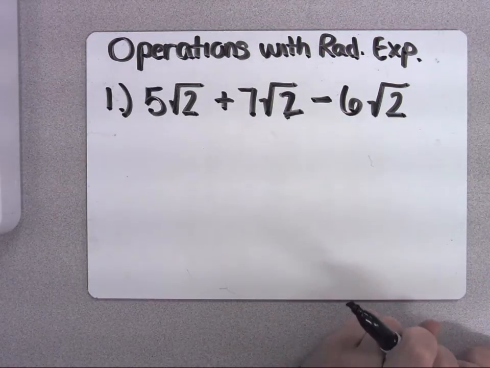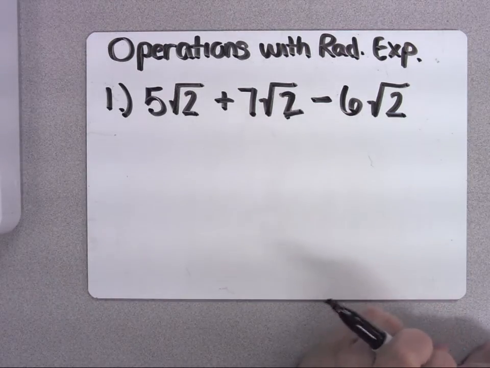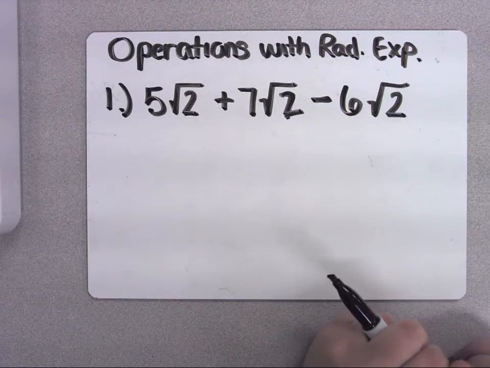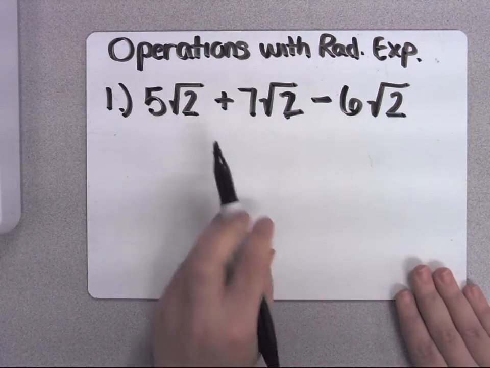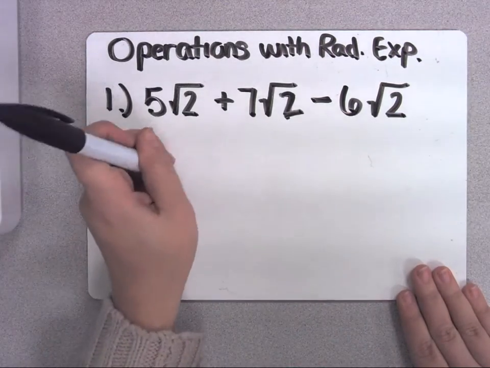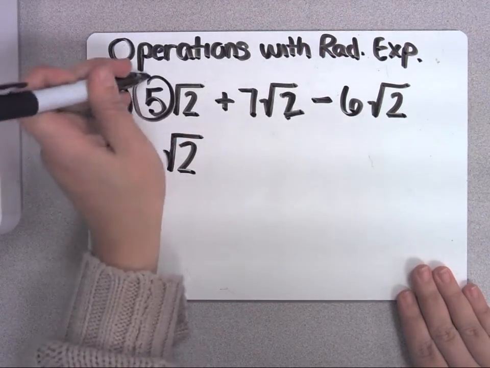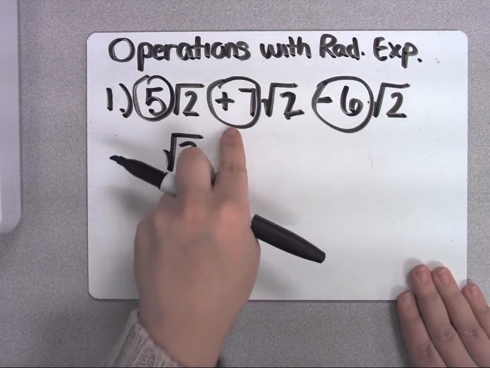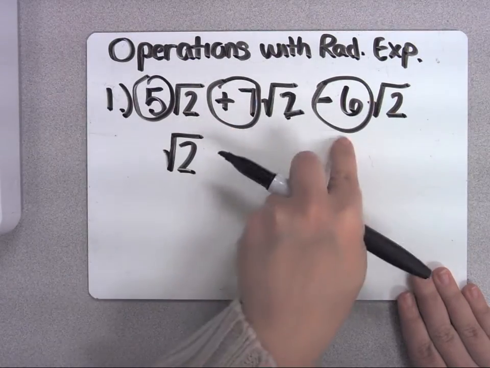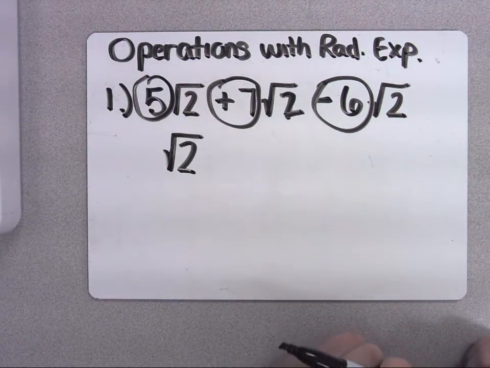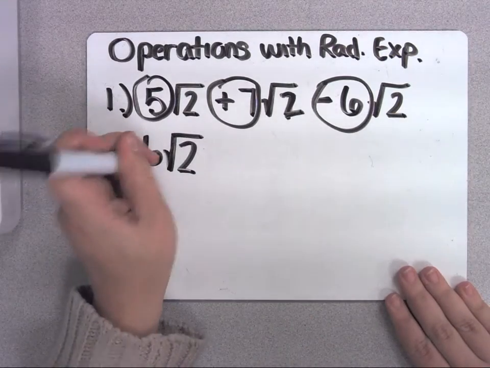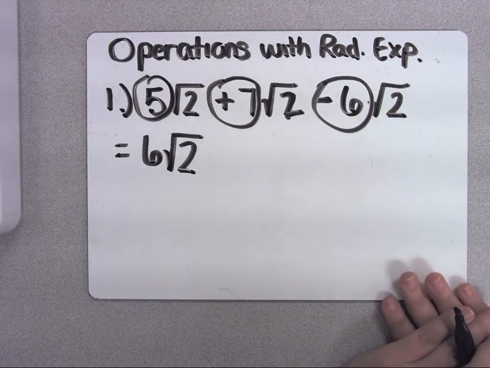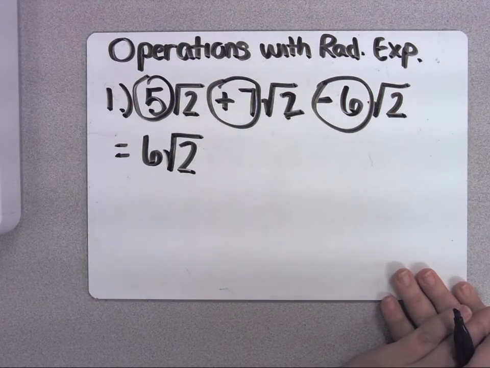It's kind of like variables. When numbers have all the same variable, like if these were all x's, what could you do with all these numbers? You can combine them. So you ignore the fact that it's square root 2, you just write it down, and you just do the operations with those numbers. So what's 5 plus 7 minus 6? 6. That's it. Simplify each expression. Done. Does that make sense?